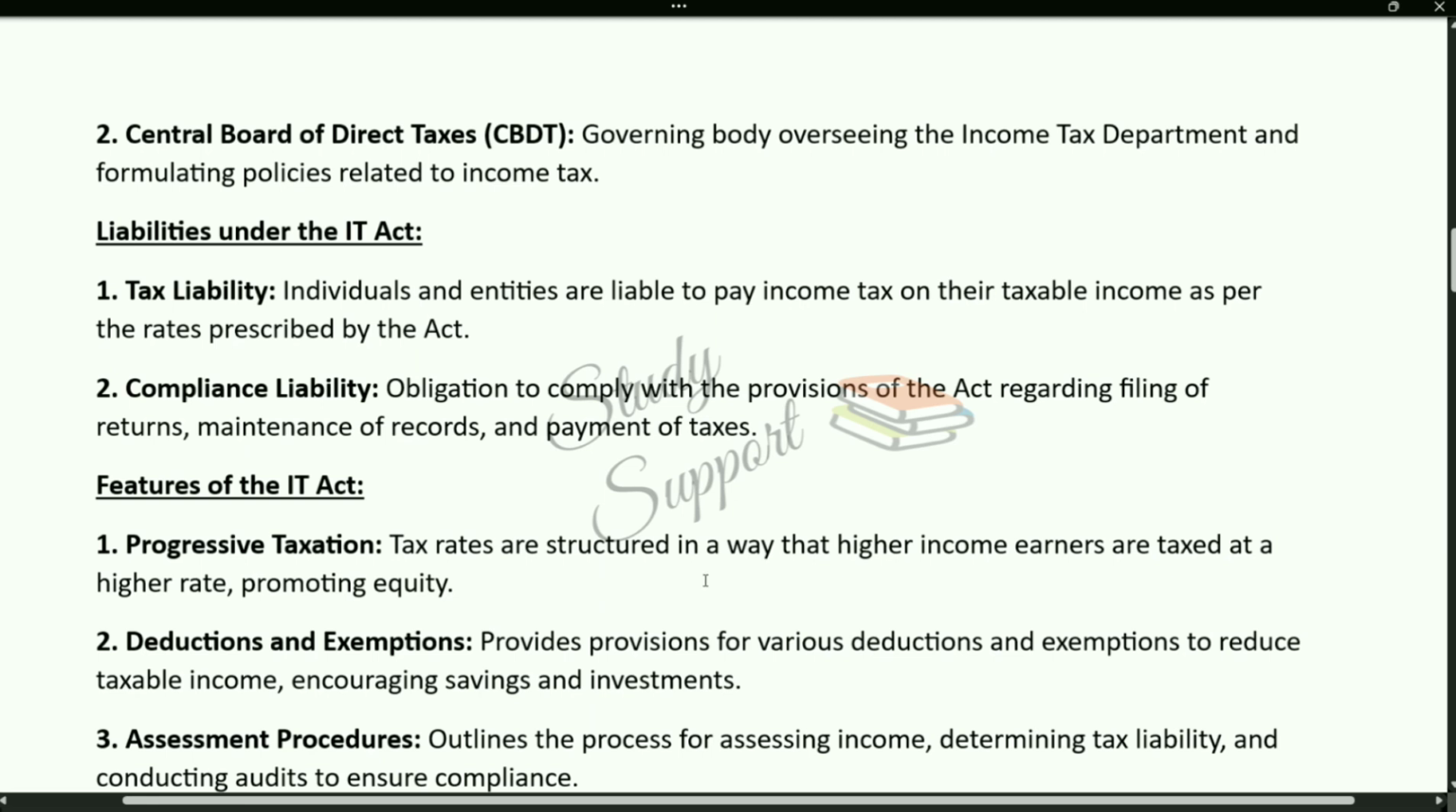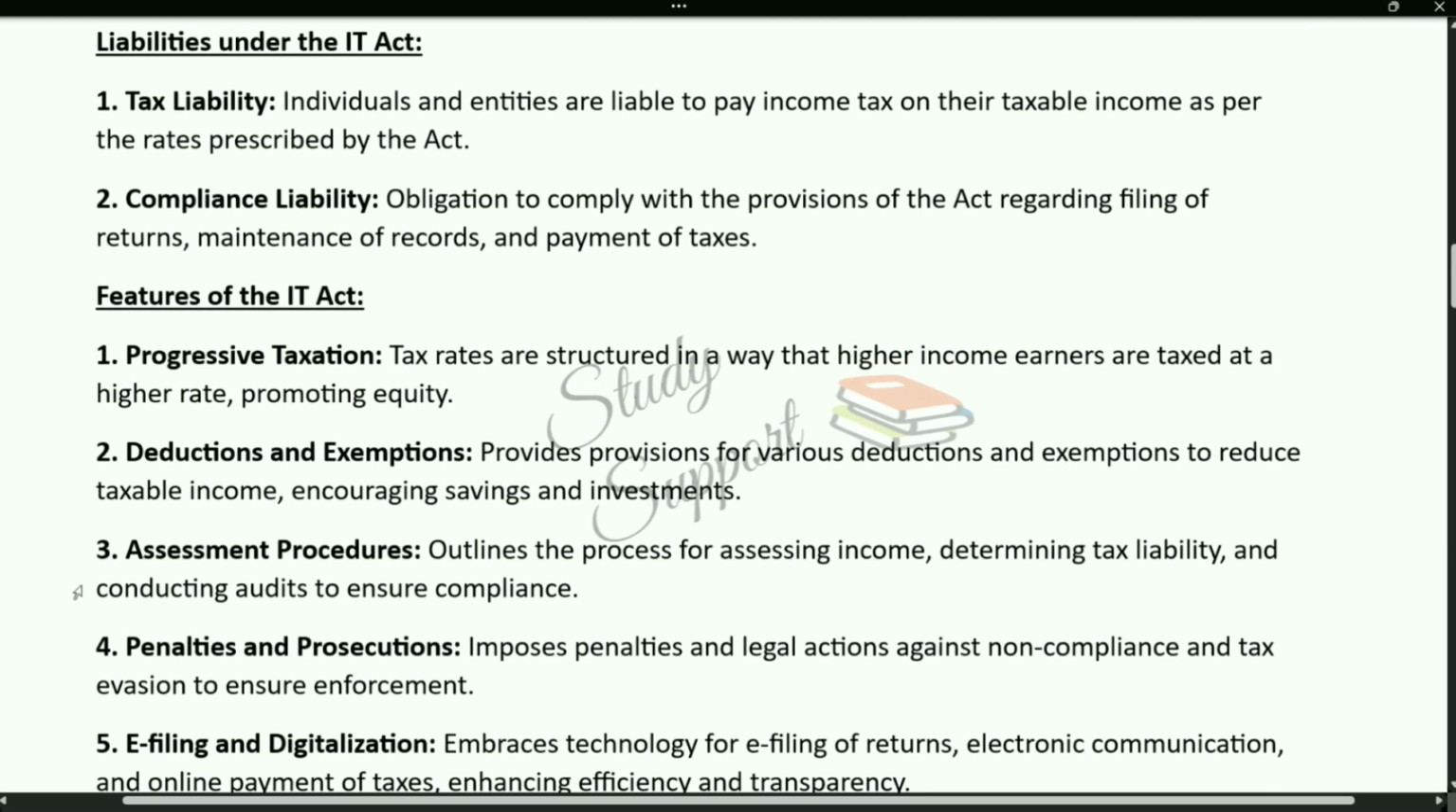Features of the IT Act. 1. Progressive taxation. Tax rates are structured in a way that higher income earners are taxed at a higher rate, promoting equity. 2. Deductions and exemptions. Provides provisions for various deductions and exemptions to reduce taxable income, encouraging savings and investments. 3. Assessment procedures. Outlines the process for assessing income, determining tax liability, and conducting audits to ensure compliance.